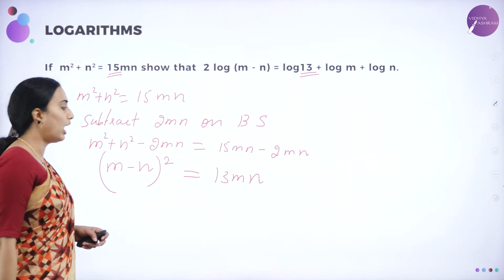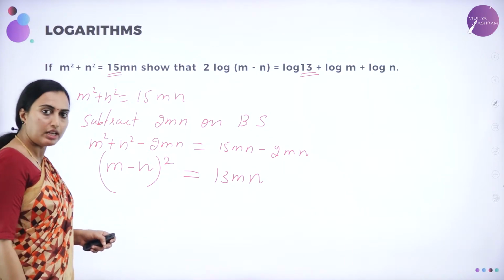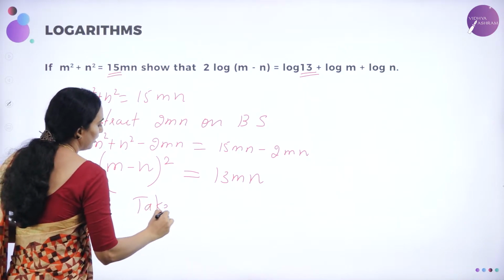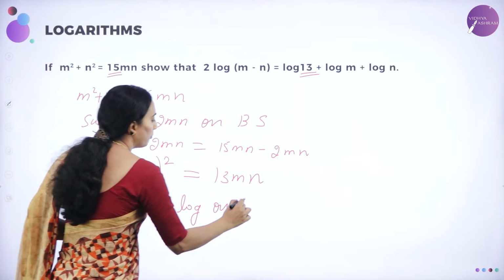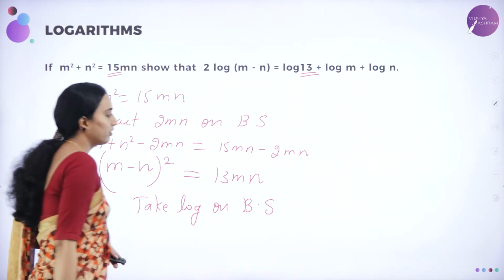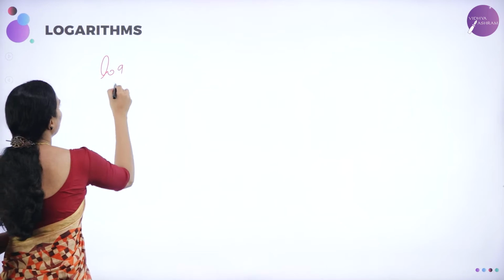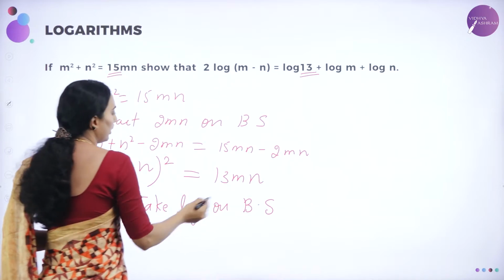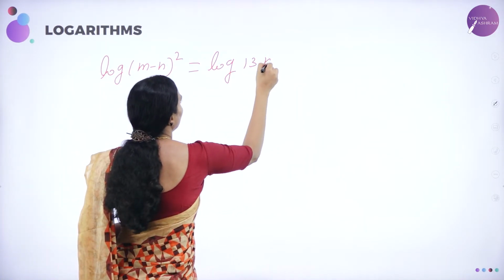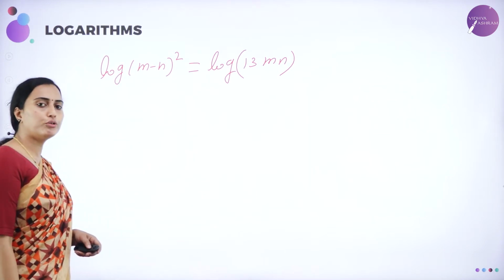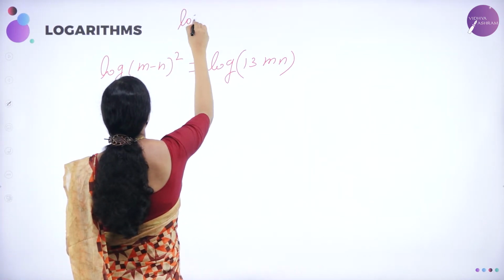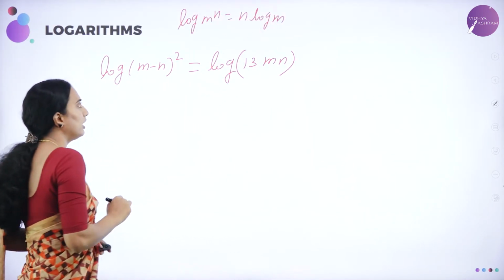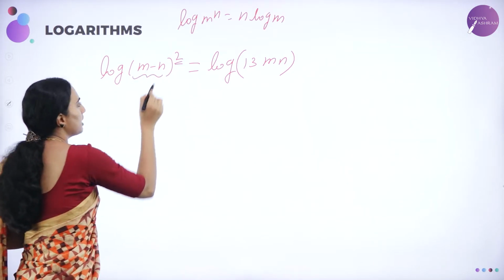Now what I am going to do is take log on both sides. If I take log on both sides, what happens? Take log on both sides. Okay, therefore you can have log of (m minus n) whole squared is equal to log of 13mn. So according to the formula, log m power n can be written as n log m. Accordingly, n replaces 2, m replaces m minus n.